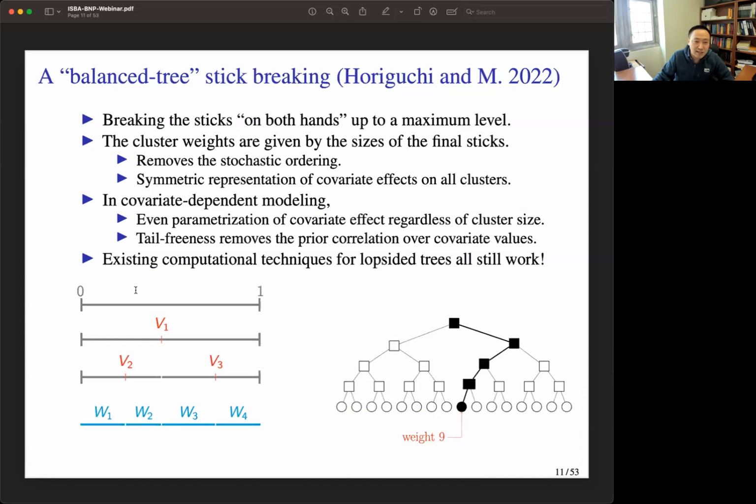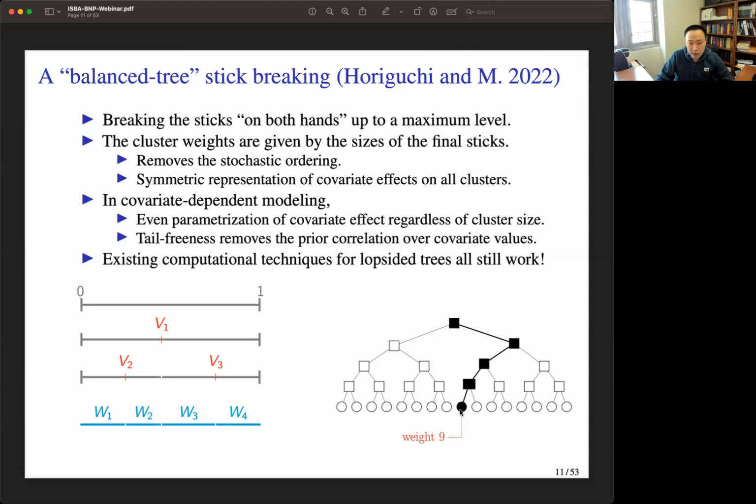Let's just replace that lopsided tree structure with a balanced tree structure, like what people do in the tail-free process, which means that in breaking the stick, instead of just breaking it always on one hand, you break it symmetrically on both hands. And now, again, after a certain number of breaks, you come down to a maximum level, which corresponds to the mixture weights, if you're using that as a generative model for weights in cluster models, in mixture models. Now, immediately we see that by symmetry, this balanced tree topology removes the stochastic ordering.